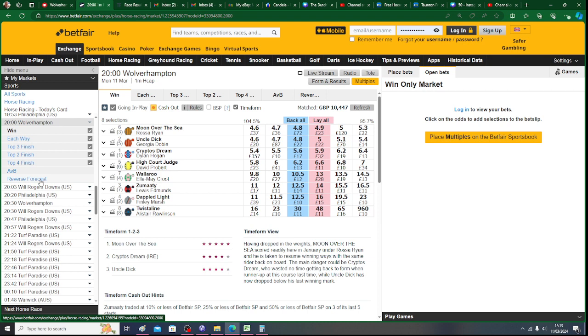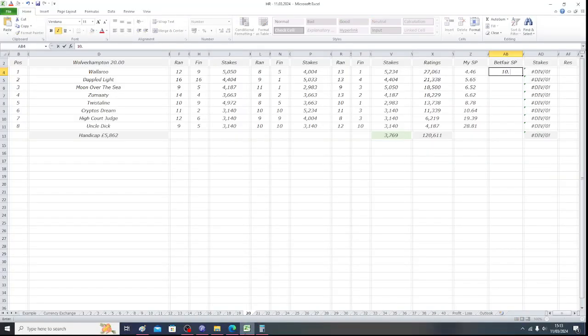And again, Betfair into that page. Wallaroo showing at 10.5. Again, the overround just a little bit higher there. And 10.5 is the SP. £9.52 stake on this one would return you £100.